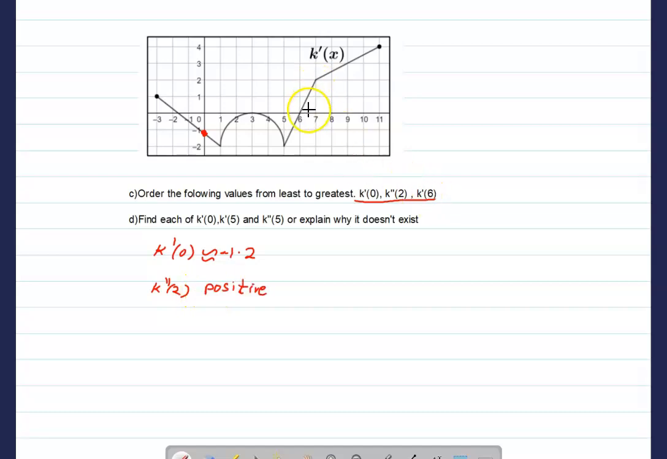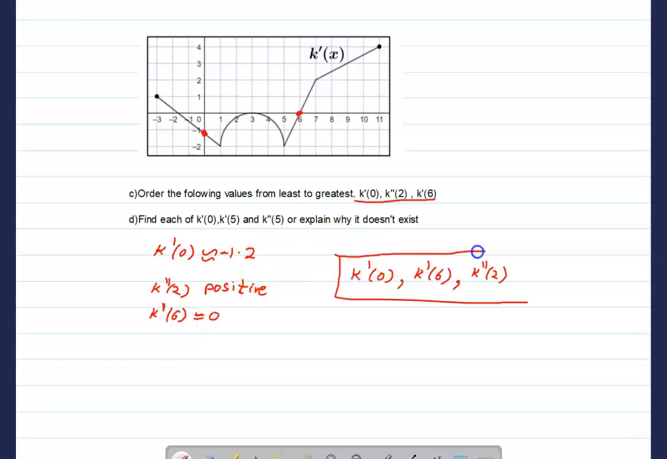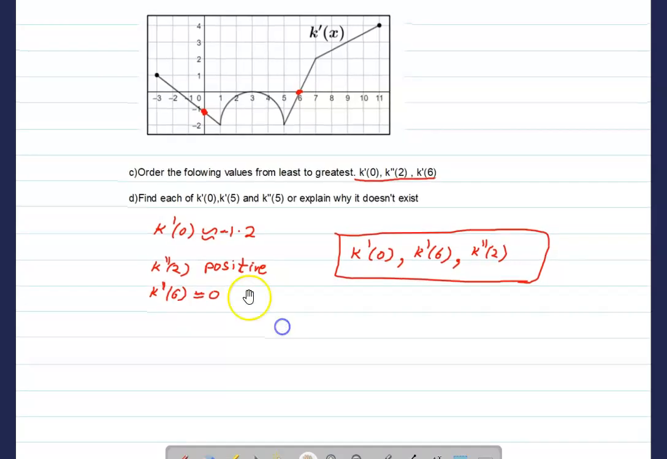K prime 6. At 6, we need to find the value of this derivative graph. At 6, this is 0. K prime 6 is 0. You can write them in increasing order now. This is the order from least to greatest. For the next part D, we need to find the values of k prime 5 and k double prime 5. The values of the first derivative and second derivative at 5.